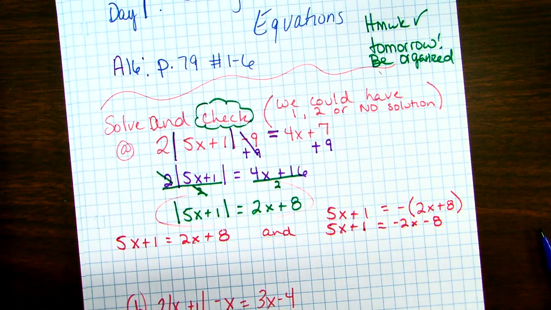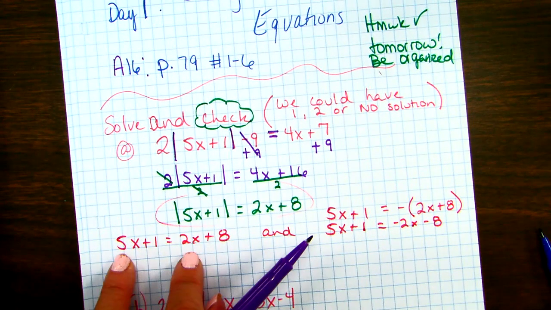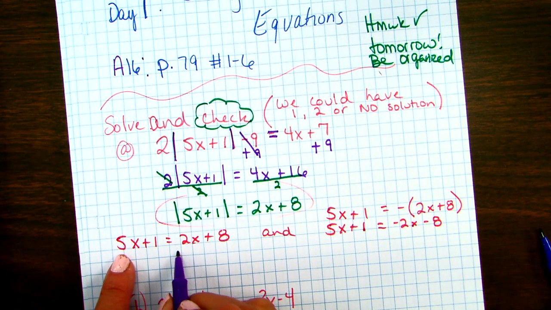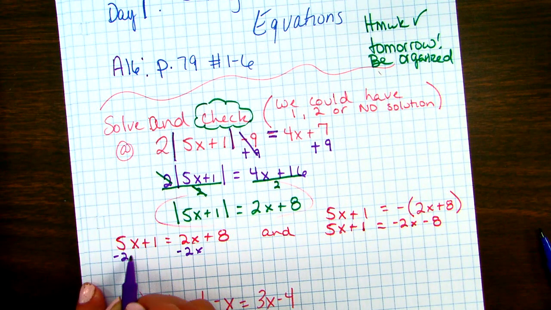Now we're just going to get x by itself in both equations. So I have x's on both sides. We're going to get our x's together, just not in real life. Messy, messy.